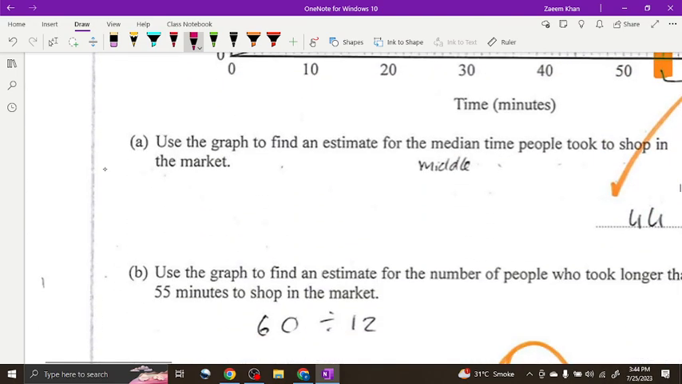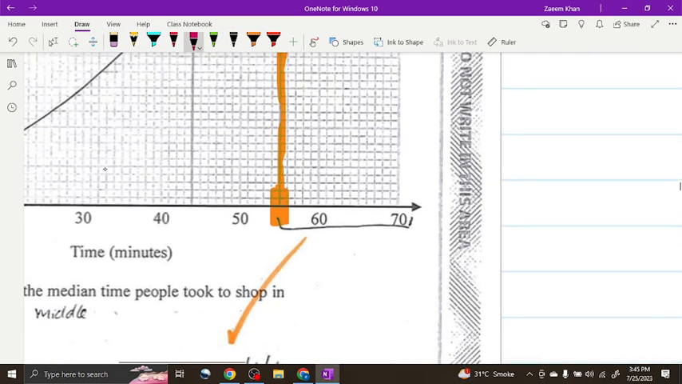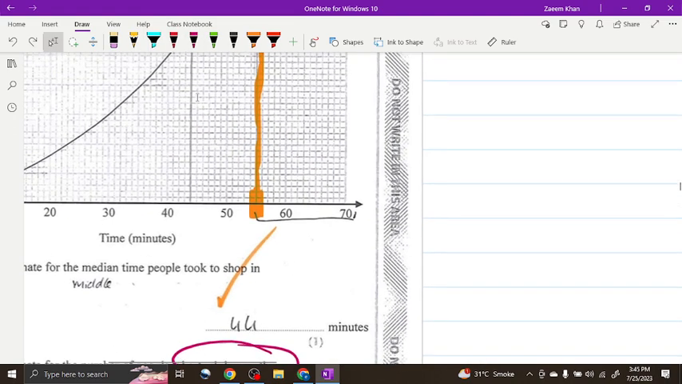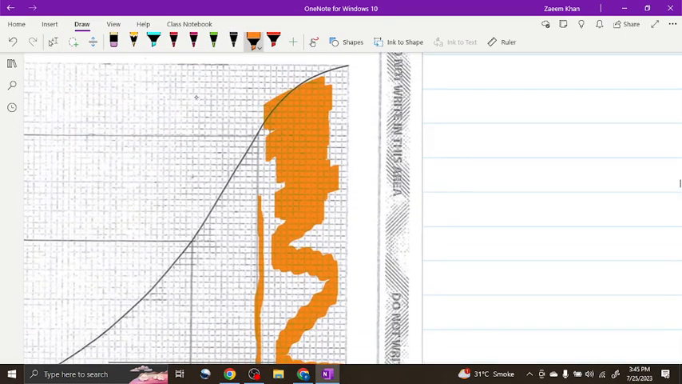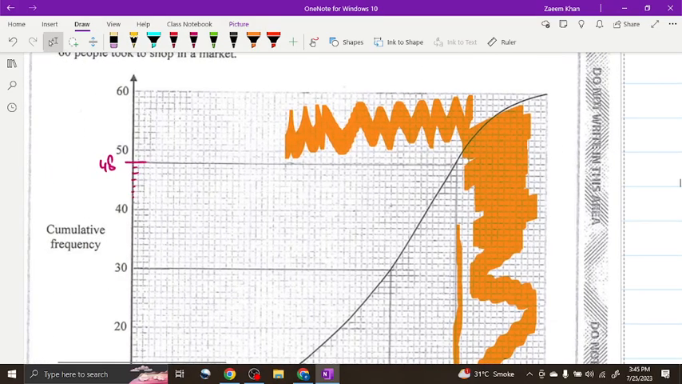Now what does the question say? People who took longer. Are they asking for the values on the right of it or the left of it? On the right. Now take a good look, Rida. On the right we've got these values. Now we have to go to the left. Does this make sense?